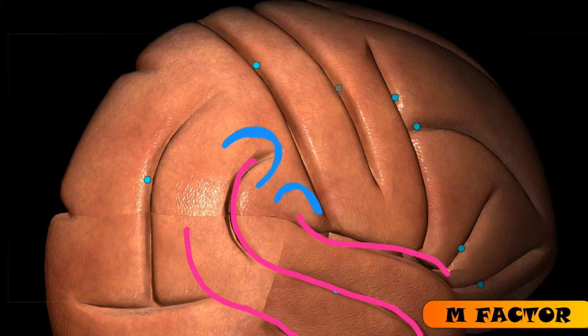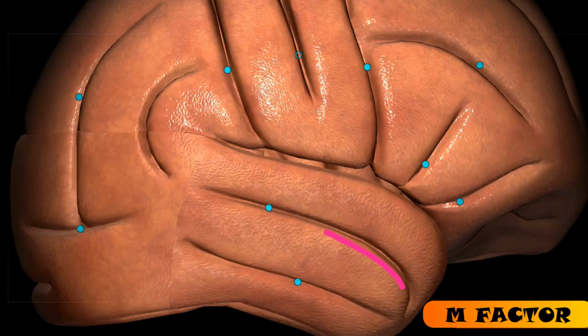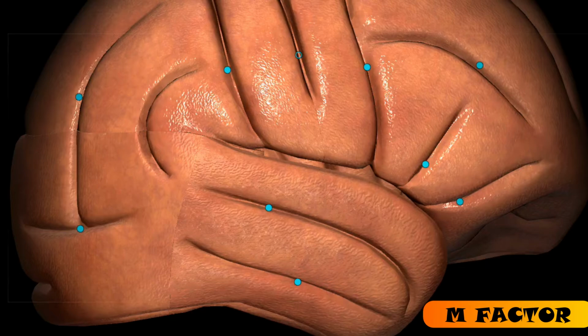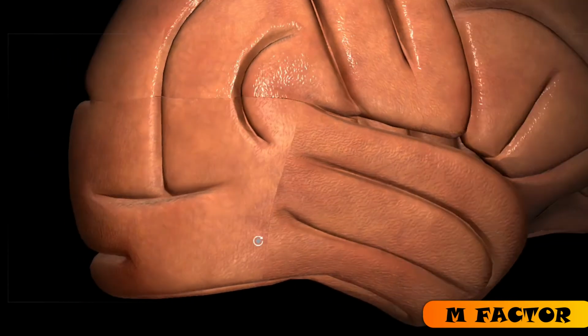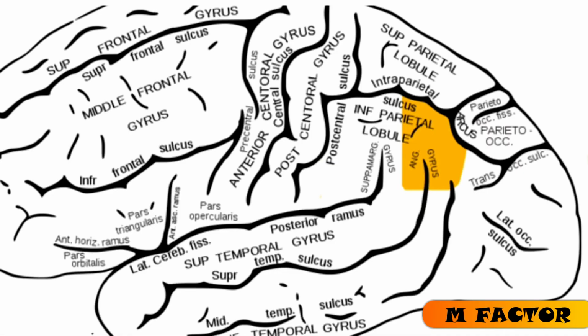Coming to the temporal lobe, it is divided by the superior temporal sulcus and the inferior temporal sulcus into the superior, middle and inferior temporal gyri. Coming to the occipital lobe, for the understanding of the occipital lobe, let me take another image. The occipital lobe is further divided by the lateral occipital sulcus. The lateral occipital sulcus divides this lobe into the superior and inferior occipital gyri. And these gyri are separated from the occipital pole by a sulcus called the lunate sulcus.